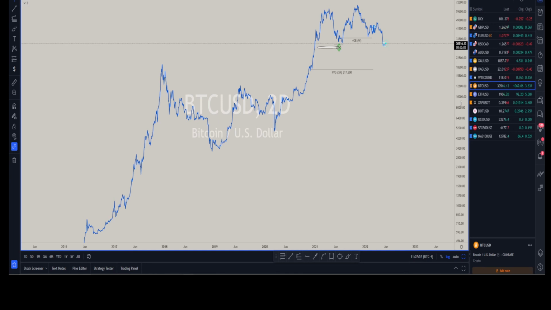So we're looking, as long as this would close like that, I'll be looking for something like this, a retest of this and continuation to fill this gap up here, as I said, between 33 and 35.